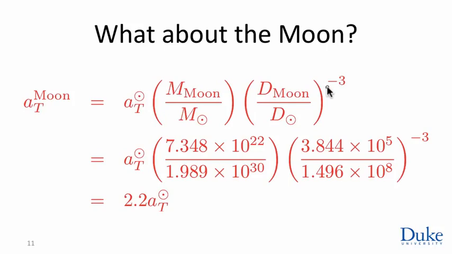Plugging all the numbers in, I find that in fact the tidal acceleration due to the moon is approximately twice that due to the sun. So the dominant tidal effects on Earth are lunar tides rather than solar tides. But solar tides are not negligible. They are a 50% effect. The net result is a combination of the two. Let's take a look at what that does.